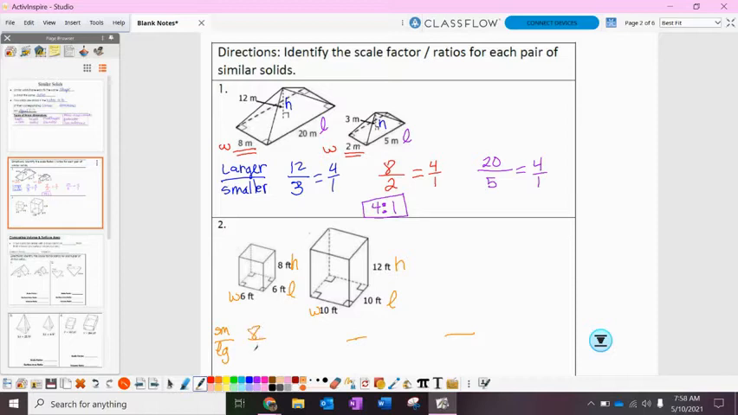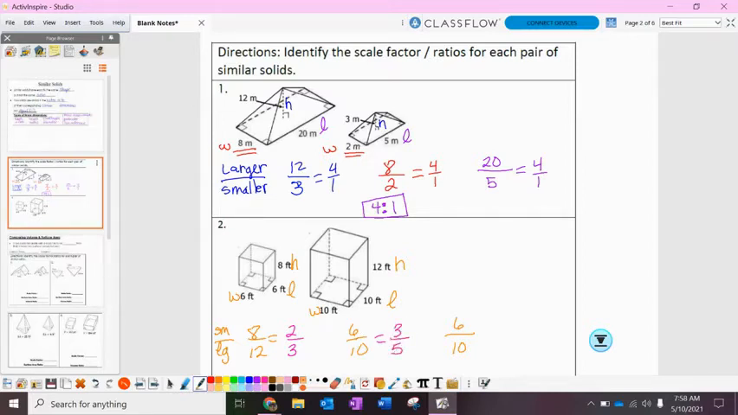So 8 to 12 on the height, 6 to 10 on the length, and 6 to 10 on the width. So that's a square prism because the sides of the base are all the same size. Okay, 8 over 12, 4 goes into 8 2 times, and 4 goes into 12 3 times. So that simplifies to 2 over 3. If we look at 6 over 10, 2 goes into 6 3 times, and 2 goes into 10 5 times.